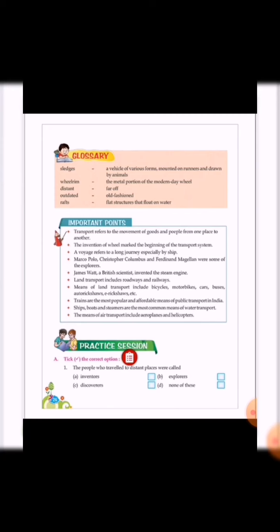Then the second, on page 27 now, the second sentence is: who discovered America. You know this very well, and the correct option is B, that is Christopher Columbus. Then third is: who reached Calicut in India in 1498. This is also very clear. You have read it just now. That is Vasco da Gama, option A.